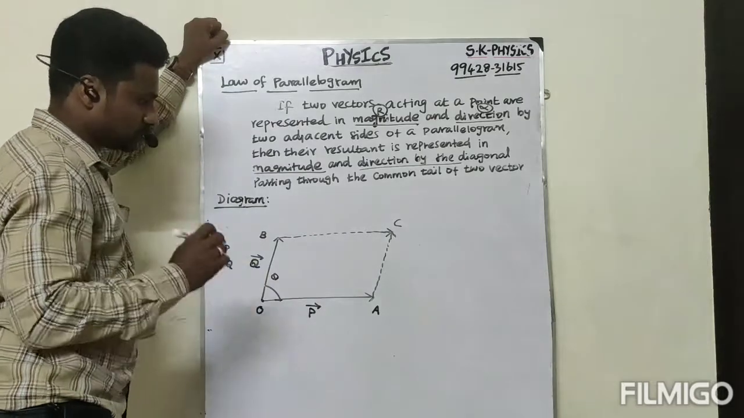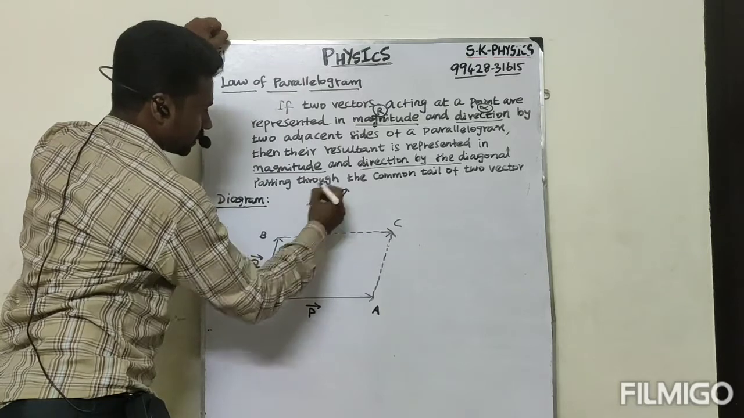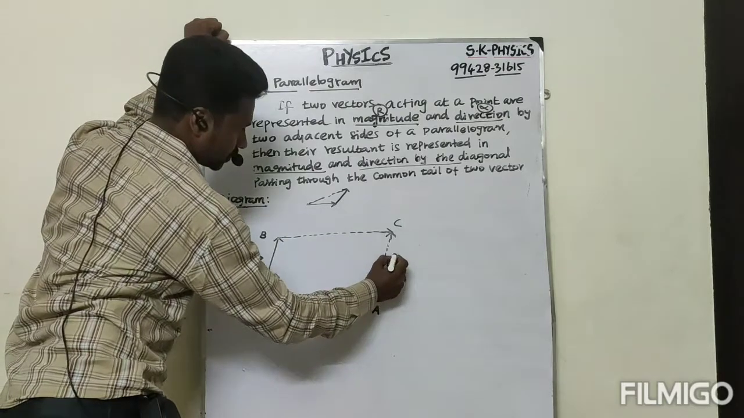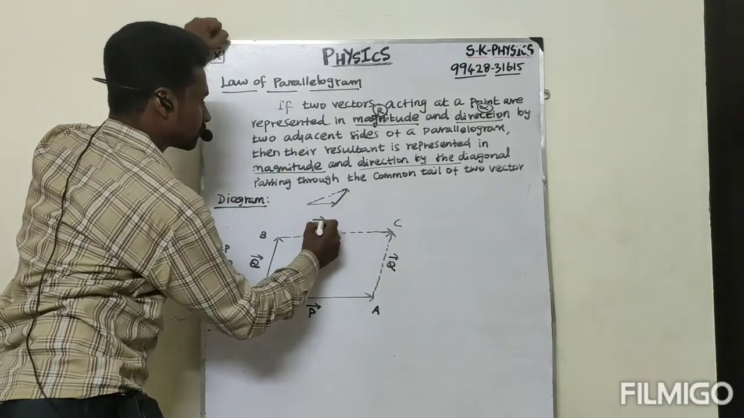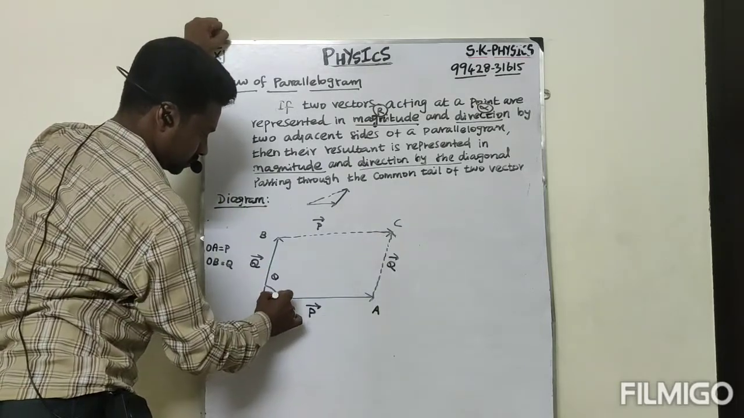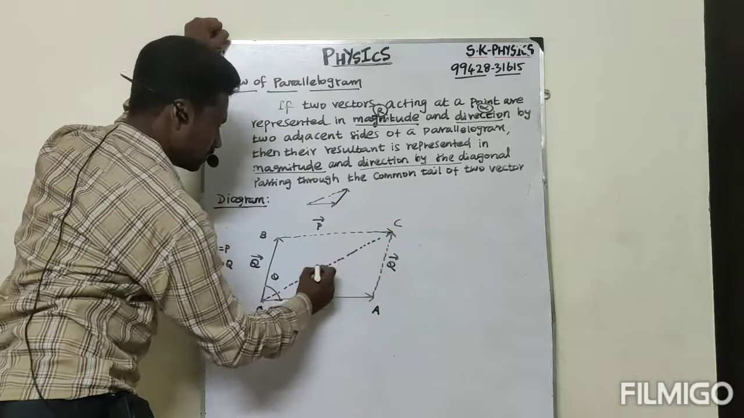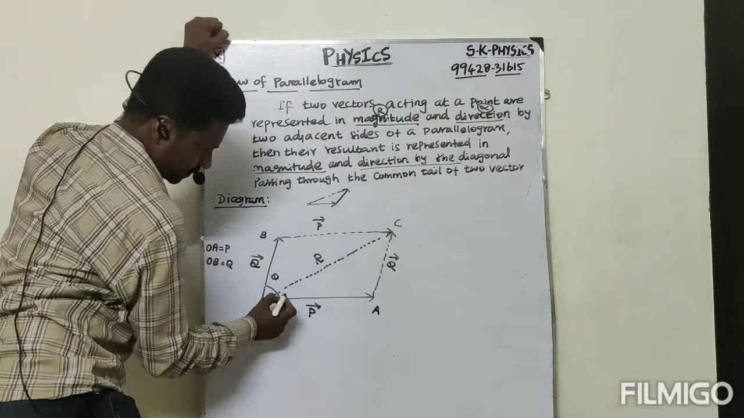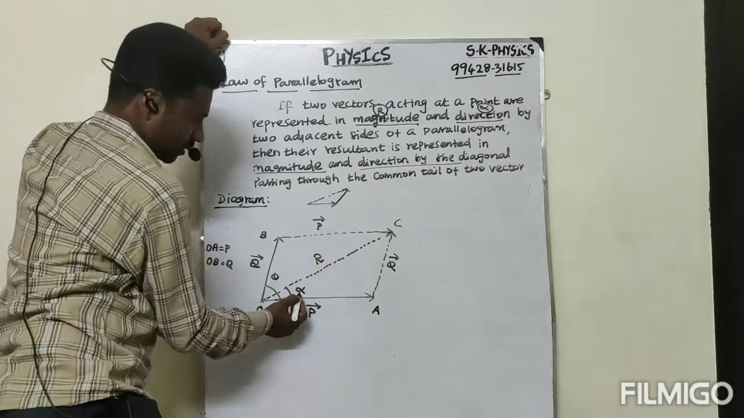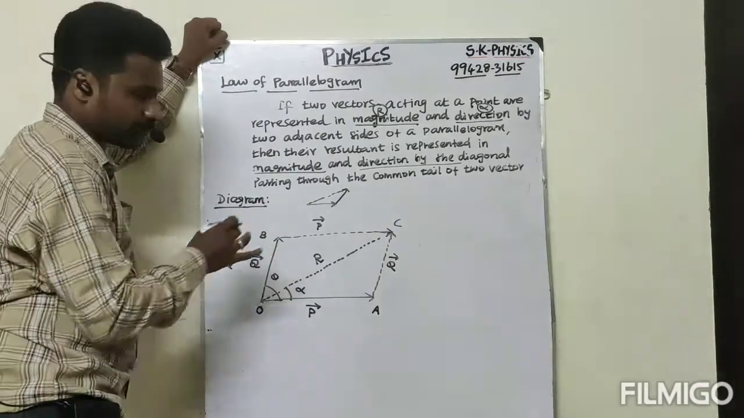Now see, first vector, second vector, we can join like this. This is Q vector, this is also Q vector. This is P vector, this is also P vector. Now we can join here, so I get the resultant. This is the resultant value. The resultant direction is alpha. So this resultant value and alpha are what we are going to calculate in this question. I hope you understand the diagram.